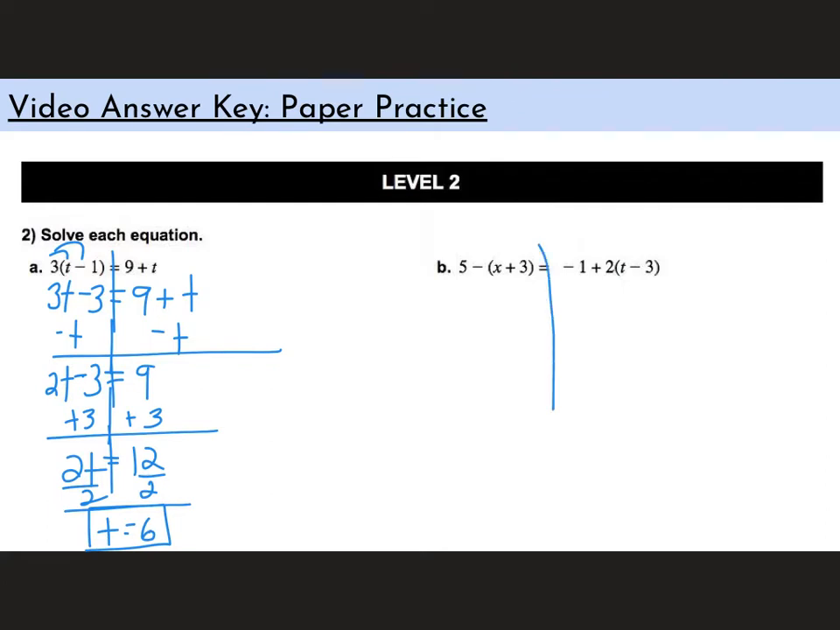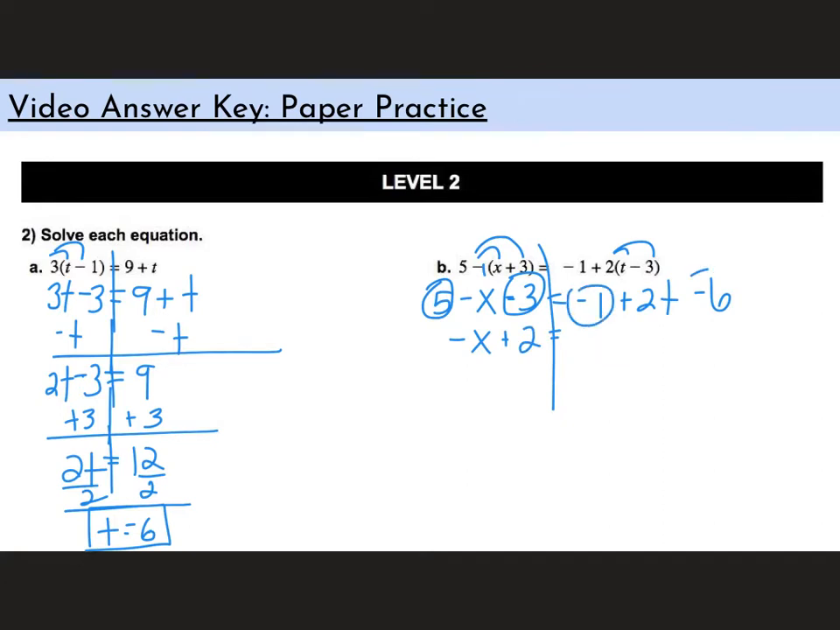Next one, again, we'll start with distributing. So careful here that this negative sign out front is a negative 1 that's being distributed. So we're going to have negative x and negative 3. Next one, we'll distribute our 2, so 2t. 2 times negative 3 is negative 6. We'll combine some like terms if we can. I see we can do 5 minus 3, which is 2. And on the right-hand side, we can do negative 1, take away 6, which is negative 7.